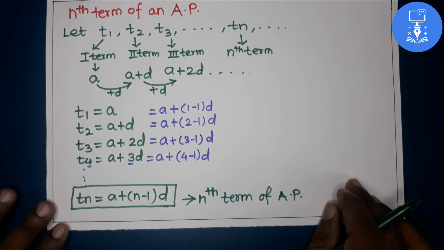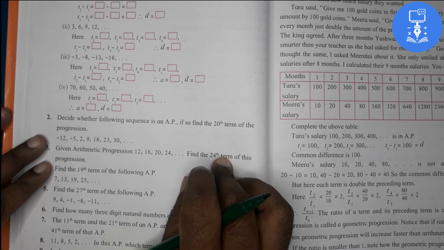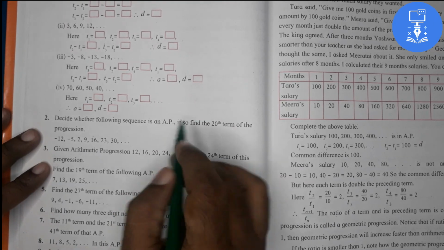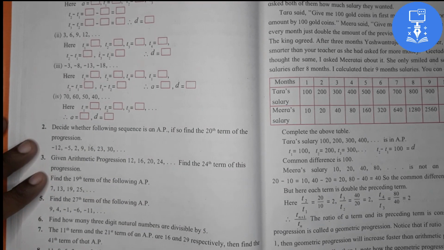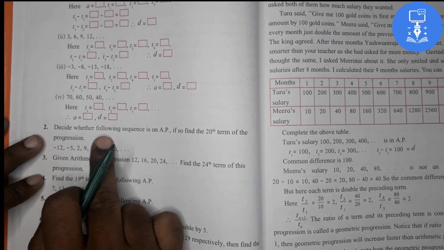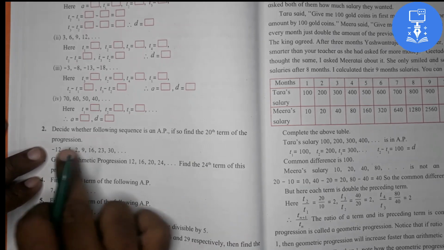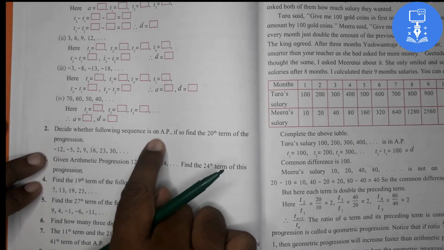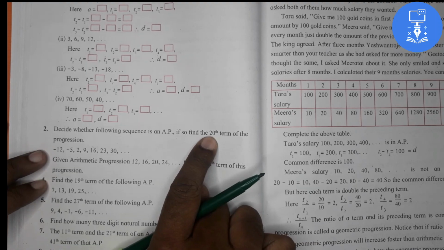Is that clear? So let's start solving the problems related with the formula of the nth term of an AP. We will start practice set 3.2 on page number 66. It is given in the book. Let's start with the second problem. Decide whether the following sequence is an AP. If so, find the 20th term of the progression. First of all we have to decide whether it is an AP or not, and if it is an AP, then we have to find the 20th term. So let's start solving the problem.